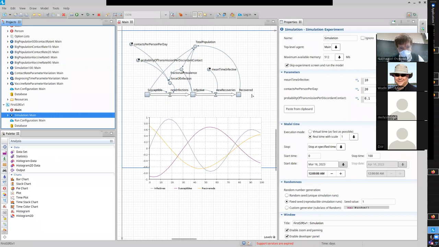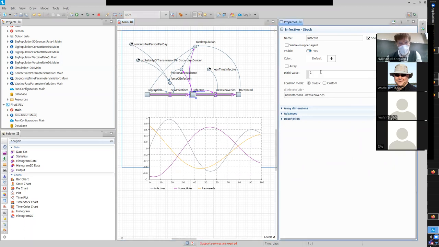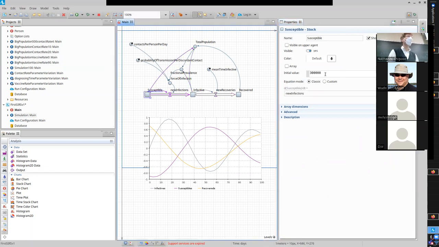And let's go see why that is. Here we have the number of infectives for each stock in system dynamics. We specify an initial value. And the initial value of infectives is what? One. And everyone else is susceptible. There ain't nobody recovered. So the basic reproductive number is what applies there.